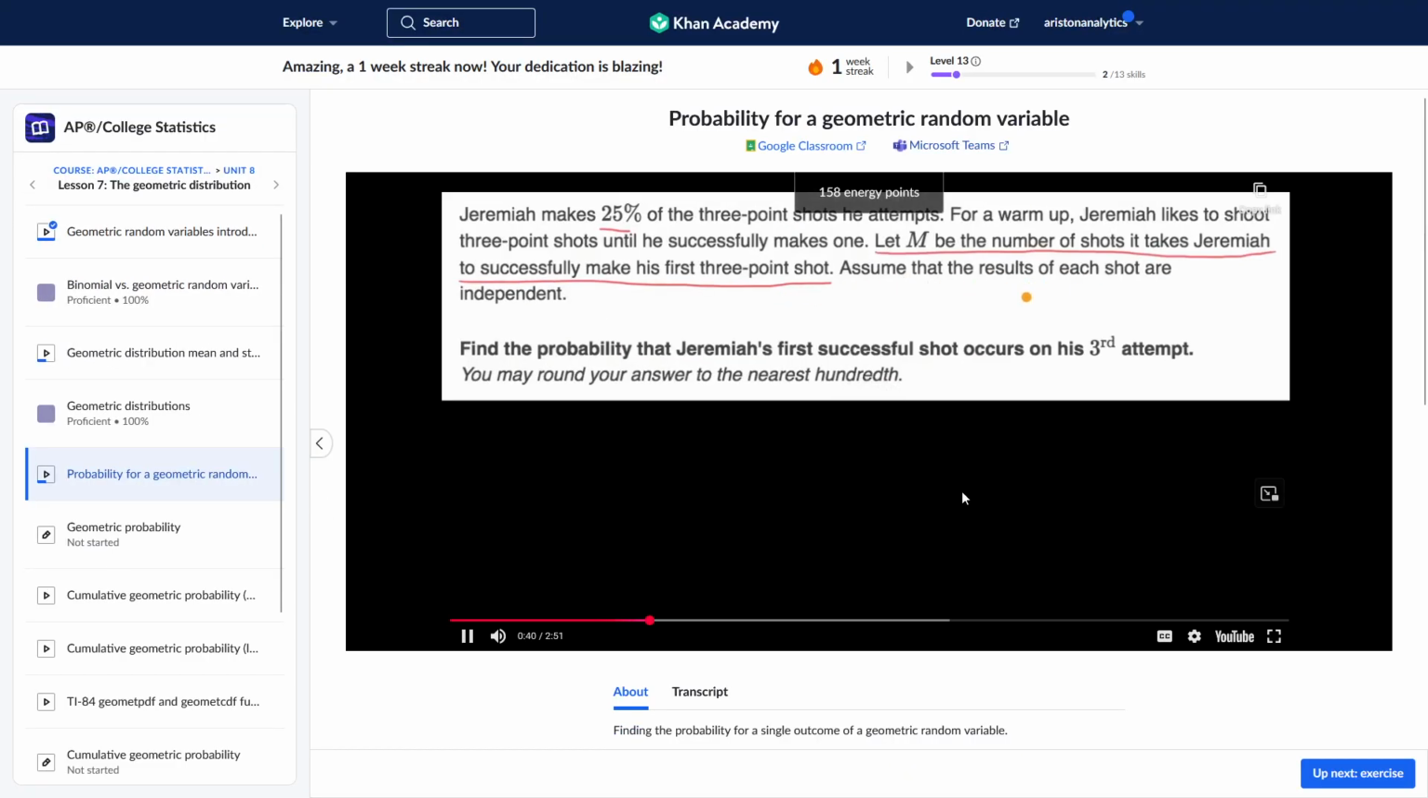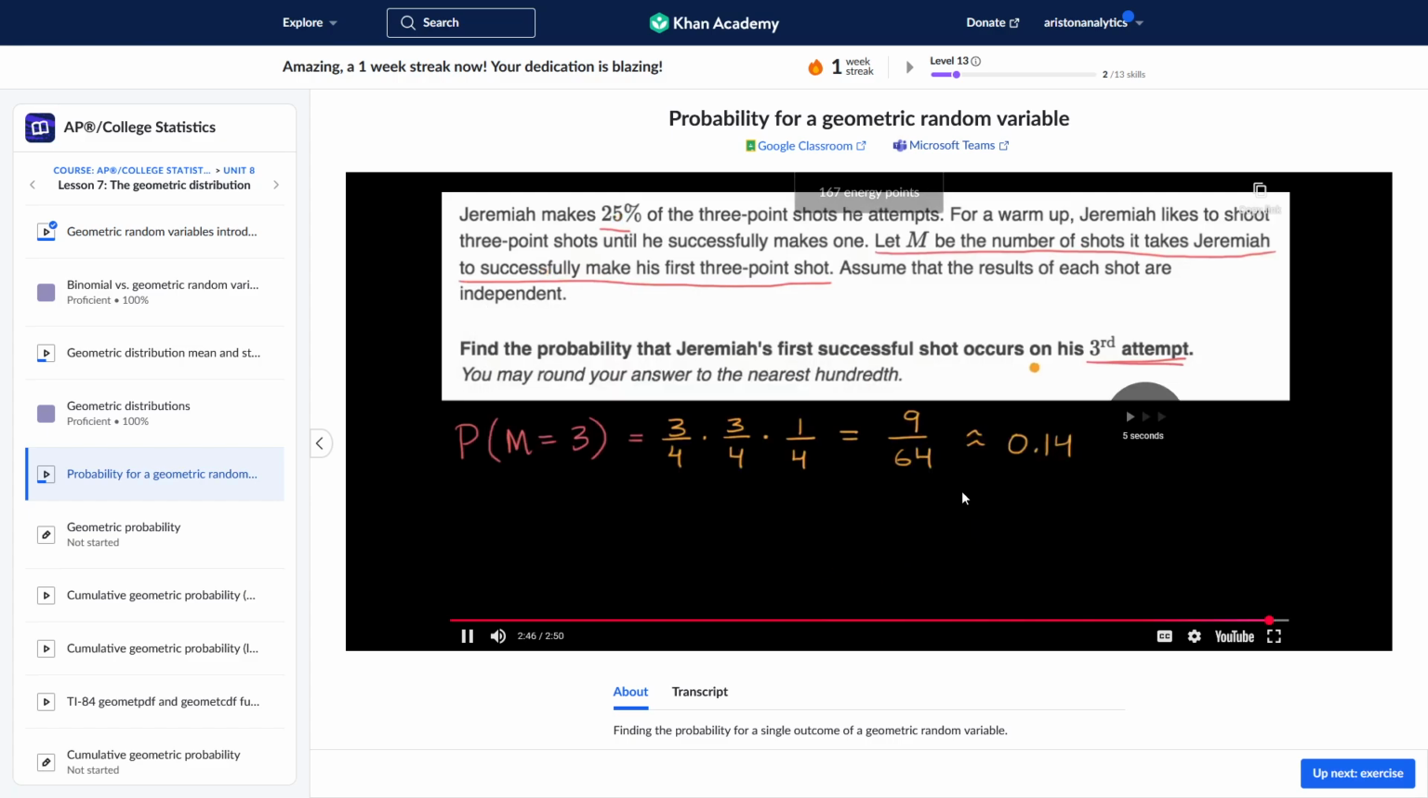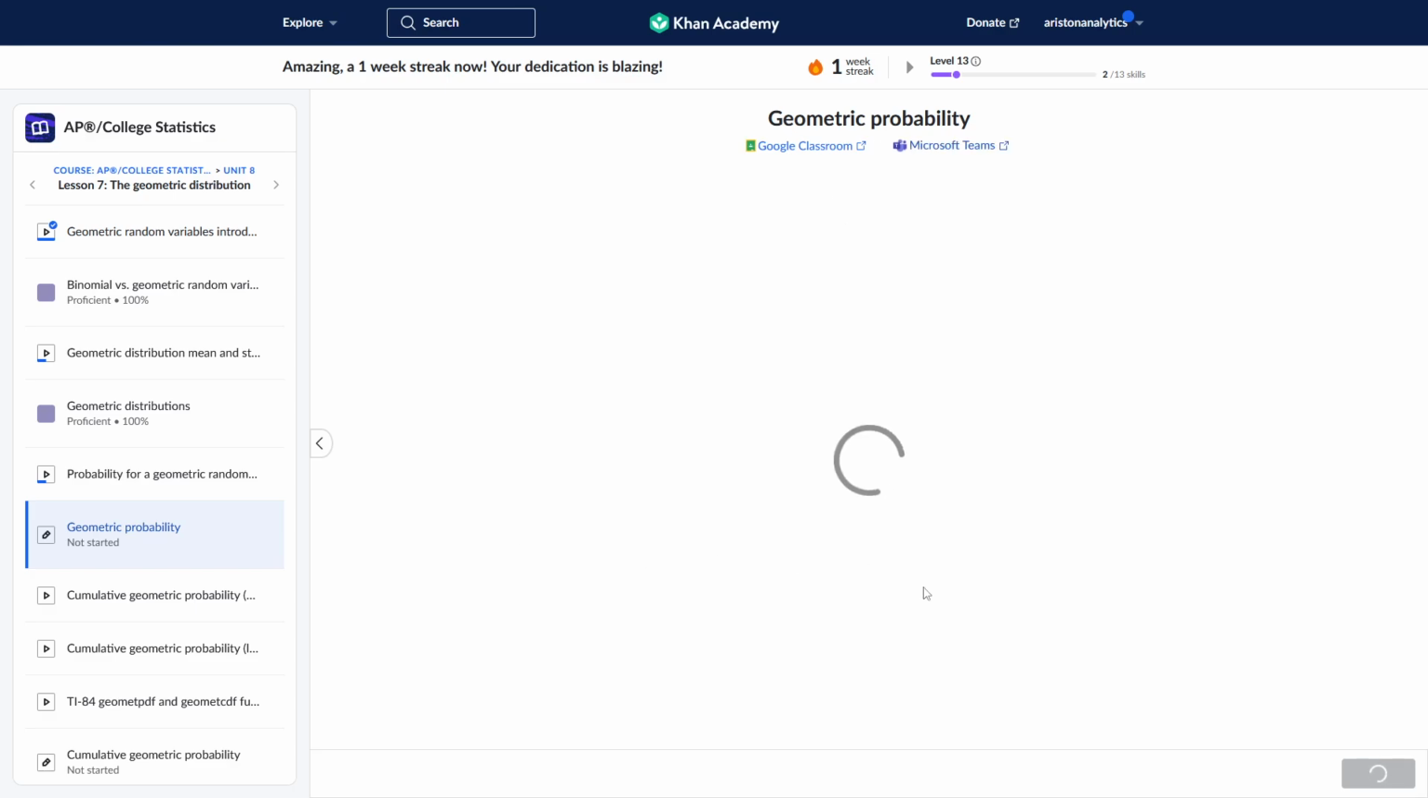Assume that the results of each shot are independent. So 0.75, 0.75, and then 0.25. That's what we're aiming for. Okay, that was pretty easy.